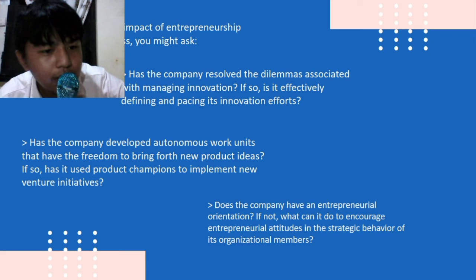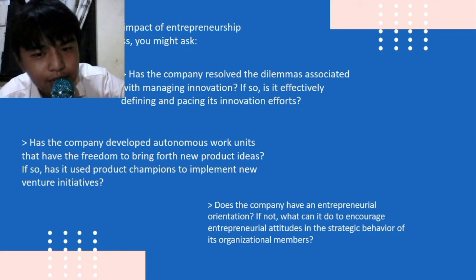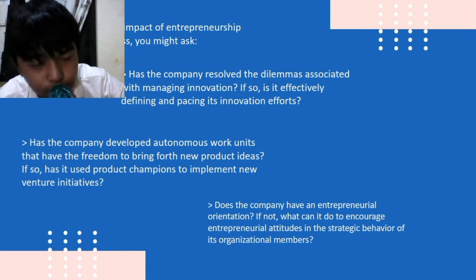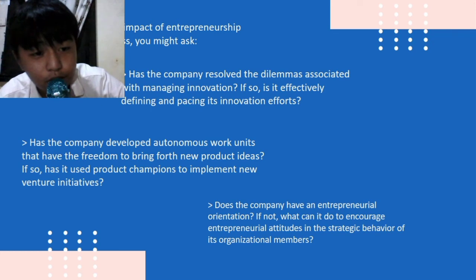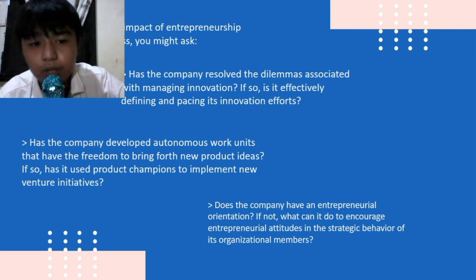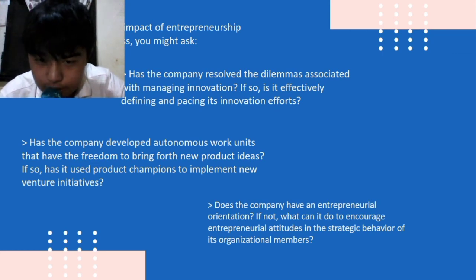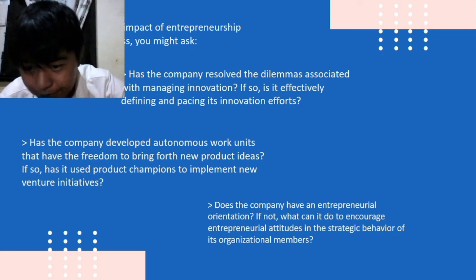Next, has the company developed autonomous work units that have the freedom to bring forth new product ideas? Again, innovation. If so, has it used product champions to implement new venture initiatives? So this talks about the implementation. So if we identify whether there is enough innovation or not, what are we going to do about it? Next, lastly, does the company have an entrepreneurial orientation?